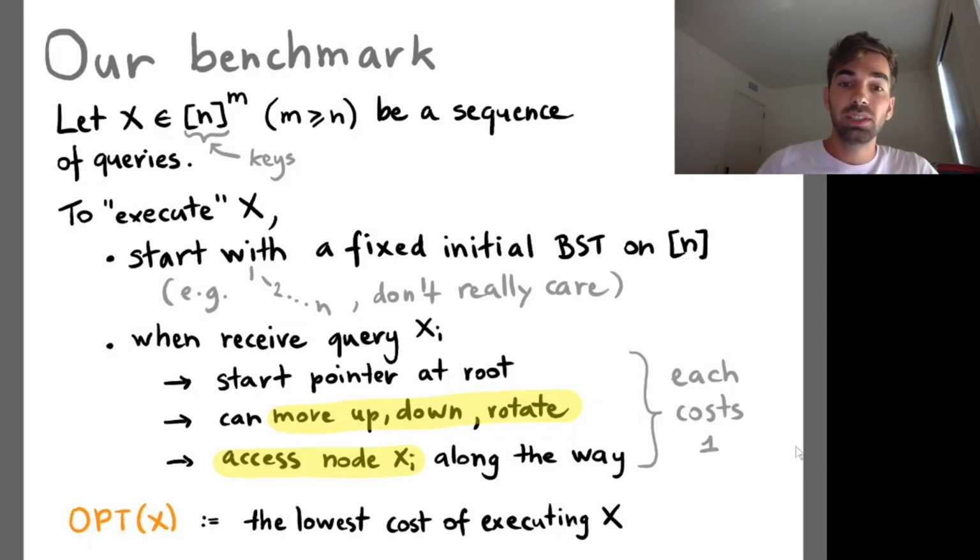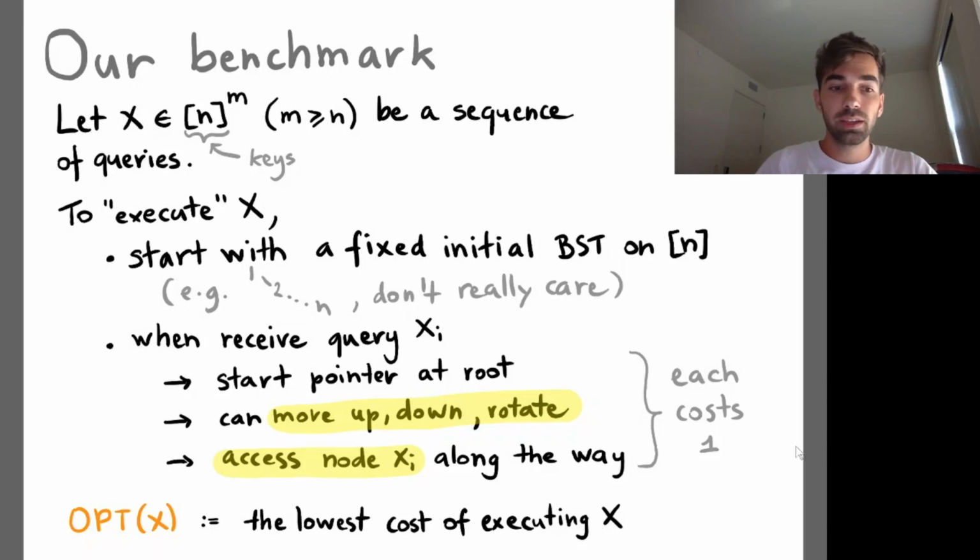So when you receive a key xi, in order to be fair, you have to start the pointer at the root. And then what you can do is move down, move up, and rotate things along the way. And at some point within that time step, you have to access the node that has key xi, because if you're implementing a dictionary query, you would want to, at some point, go to that node so that you can answer the query. And we're going to say that each of those operations costs 1, just a unit cost.